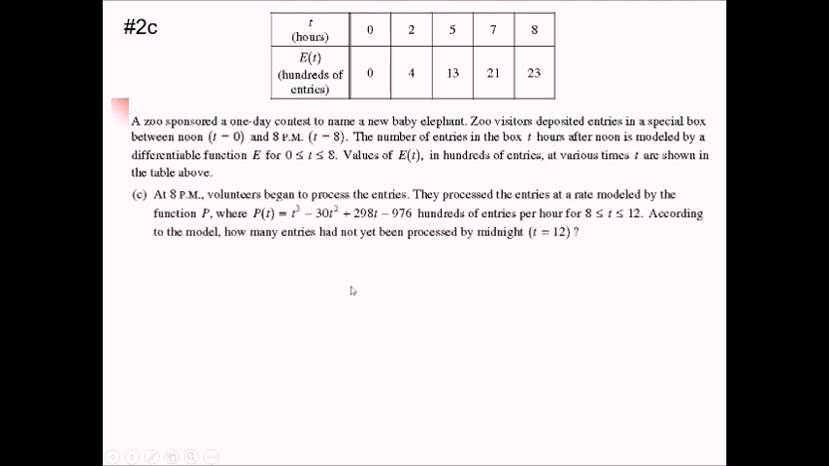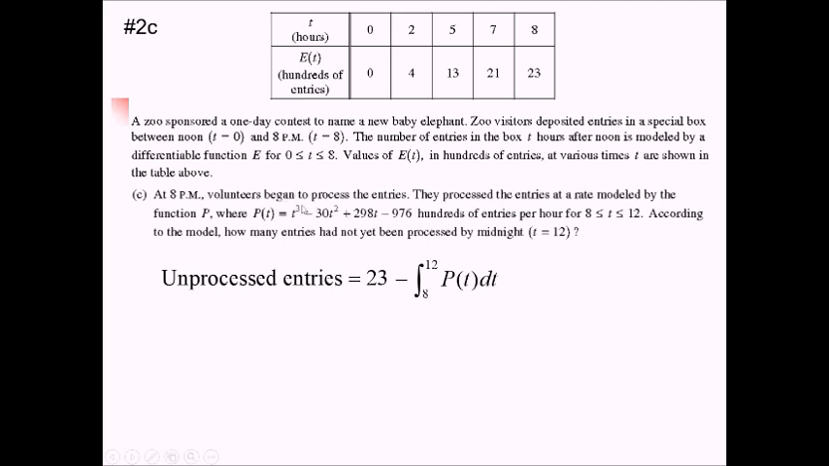So our unprocessed entries, we're starting with, at 8 o'clock it says in the table here we have 2,300 unprocessed entries. And we're going to subtract the number processed over those 4 hours. You've got the rate at which things are processed, so you just need to take the integral of the p function between 8 and 12, and that'll tell you how many entries actually get processed over that time period. And then we just have to subtract that from the amount we're starting with. So we're going to have 23 minus the integral from 8 to 12 of p of t dt.